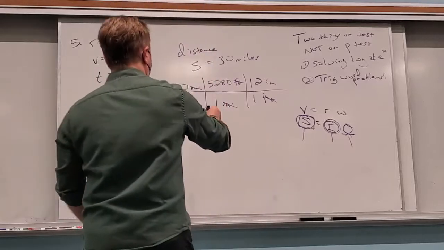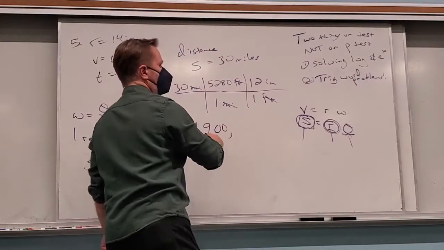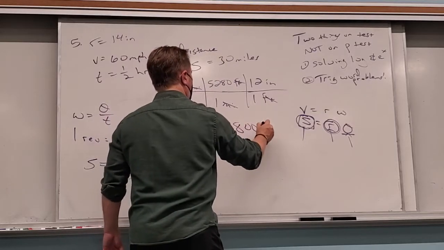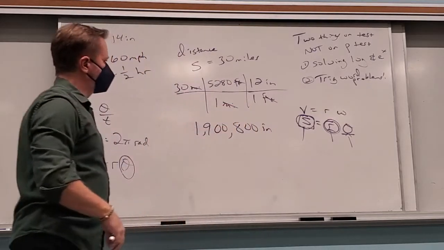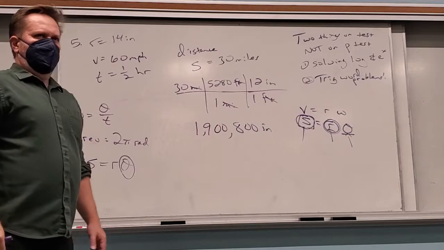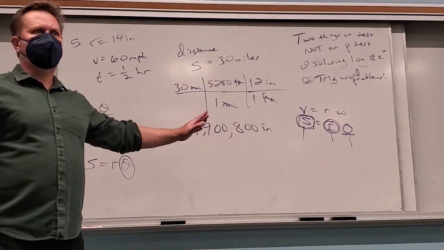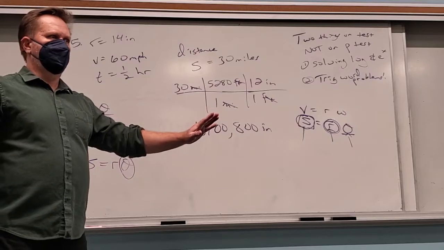Yeah, I think you said it right. 1,900,800. Okay, you're right. Inches. Okay. If I go 30 miles, I want that many inches. That's all that says, right?